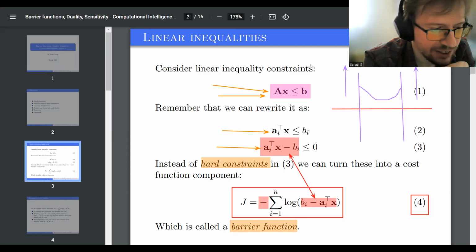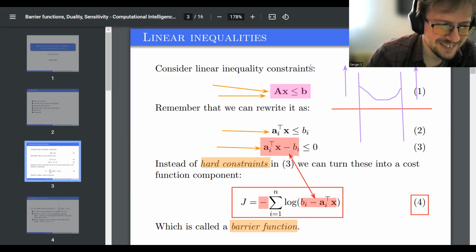Everyone believes me that this is a convex function. Can someone prove to me that it is a convex function? Okay, let me show you a counterexample that would maybe make you doubt.